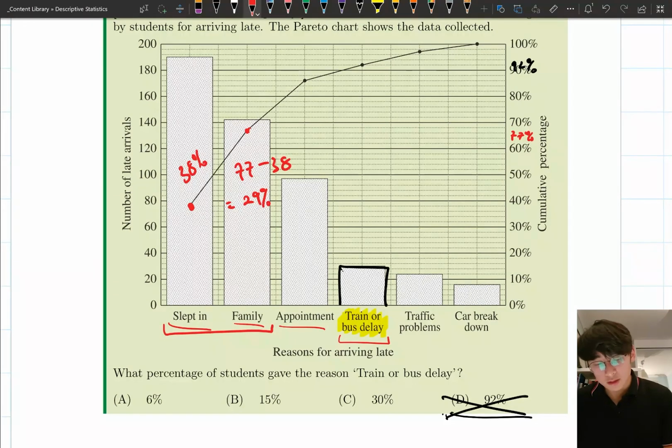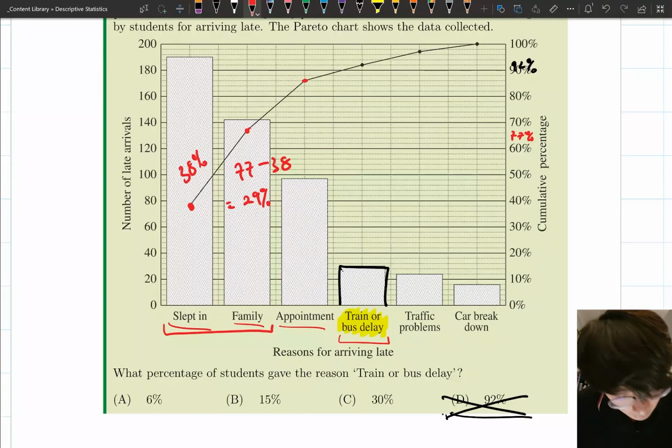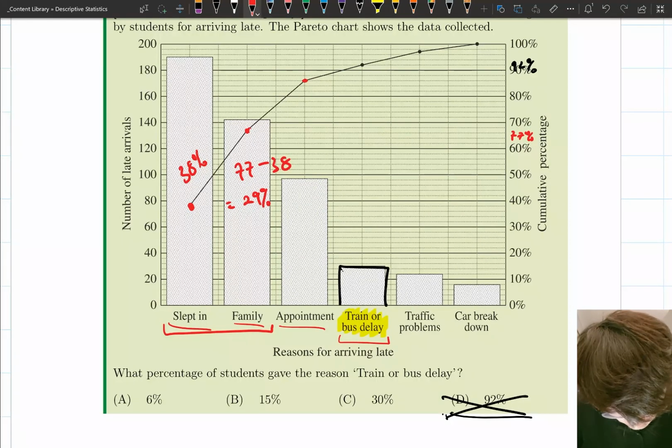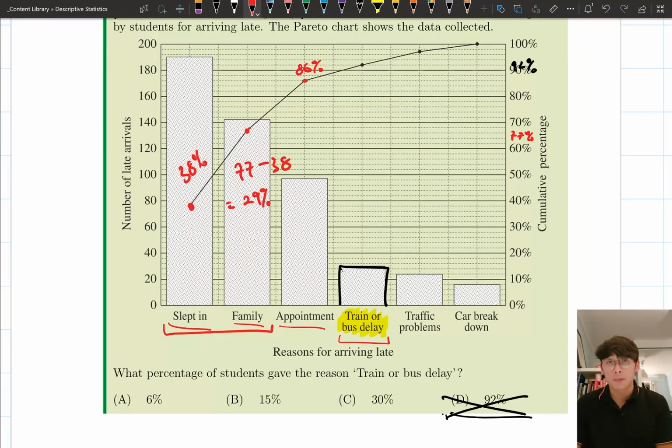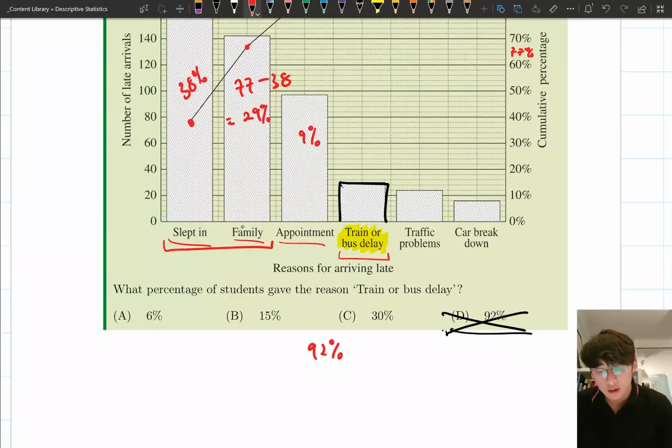The next one is appointments, and if you look here, that's up at 86%. So if I want to find how many people were late because of appointments, I look at 86 and the previous one, 77, and subtract. So here, this one will be 9%. And if I want to find train or bus delay, all I need to do is take this 86% and this 92% and subtract those two. So 92% minus 86% gives me 6%. So if you have a look, 6% is the answer over here.